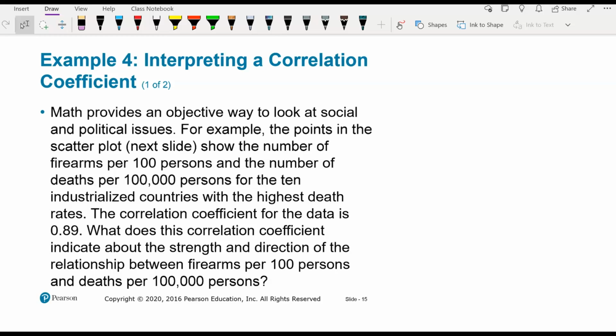Interpreting a correlation coefficient. Math provides an objective way to look at social and political issues. For example, the points in the scatter plot on the next slide show the number of firearms per 100 persons and the number of deaths per 100,000 persons for the 10 industrial countries with the highest death rates. The correlation coefficient for the data is 0.89. What does the correlation coefficient indicate about the strength and direction of the relationship between firearms per 100 persons and deaths per 100,000 persons?